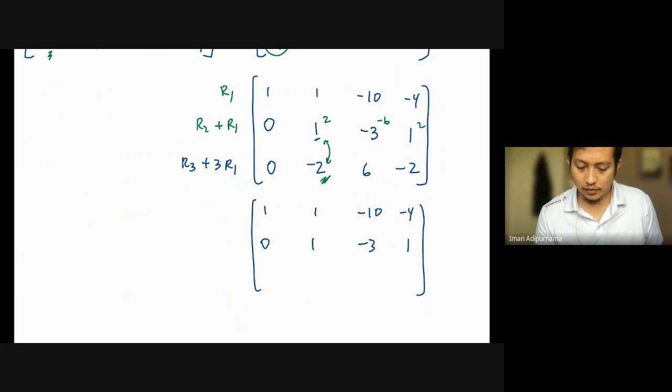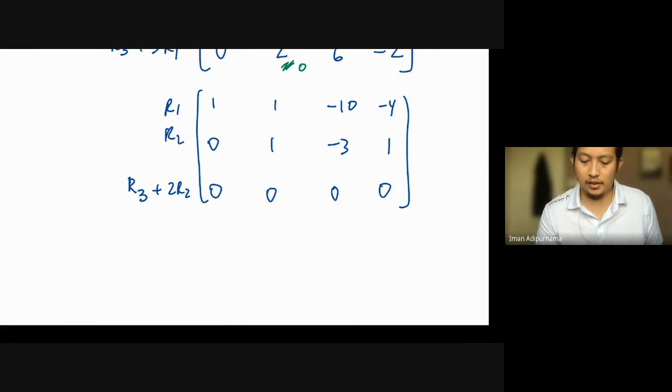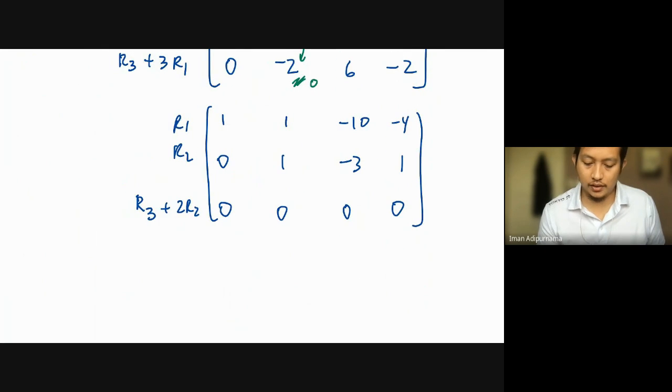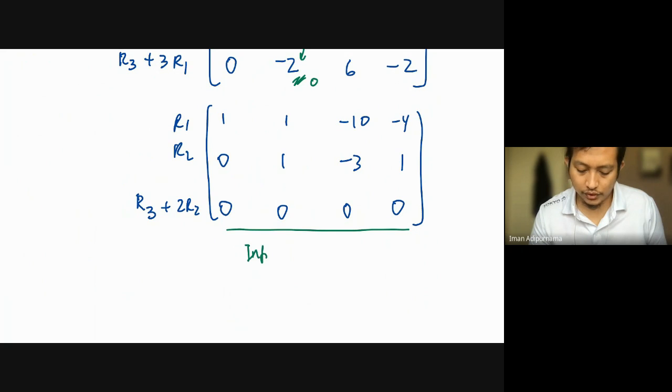We want to have this 0, right? So this will be R3 plus 2R2. So 0 plus 0 is 0, negative 2 plus 2 is 0, 6 minus 6 is 0, and the last entry is also 0. Okay. So you get 0, 0, 0, 0. This leads to our infinite linear solution.